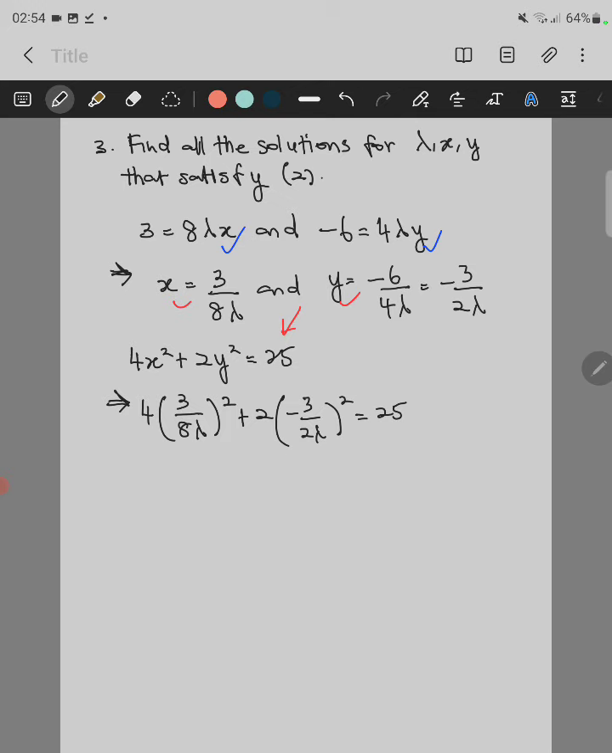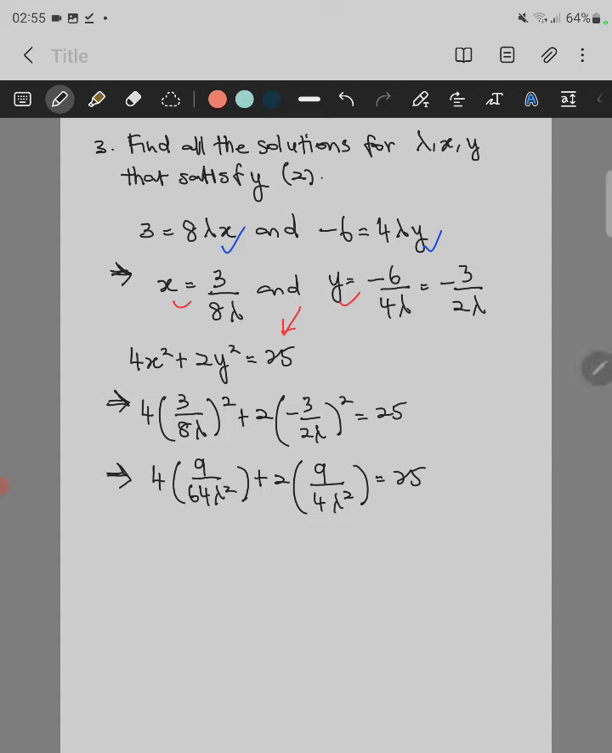Okay, so from here we have 4, 9 over 64 lambda squared plus 2 times 9, and then plus 4 lambda squared. Wait a moment, is this correct? Okay, correct, 4 lambda squared equals 25. Okay, and then from here we can just find our lambda.